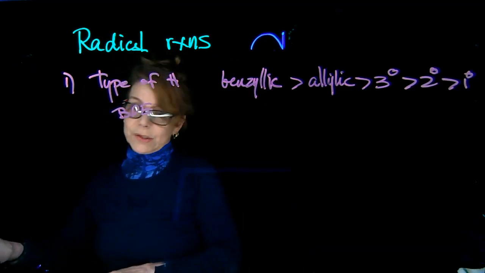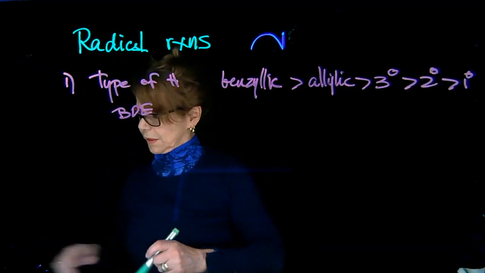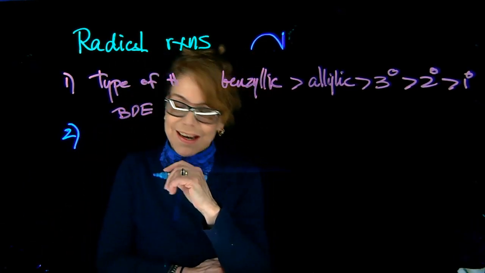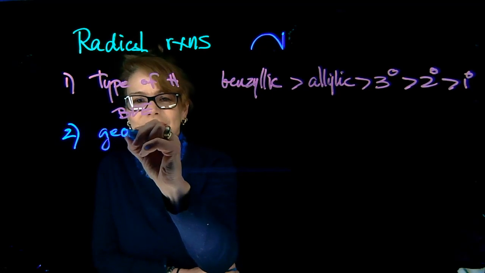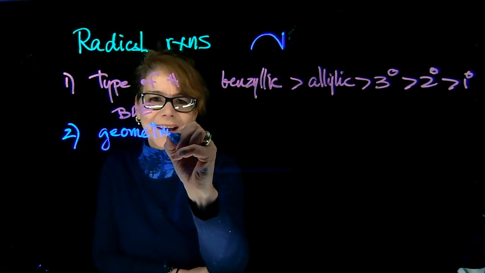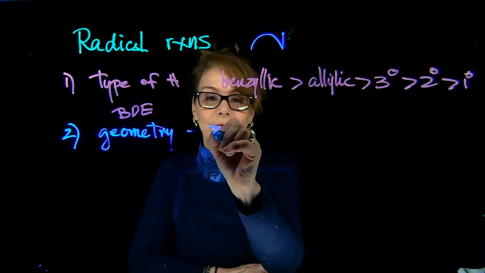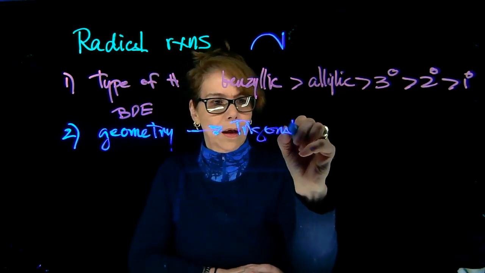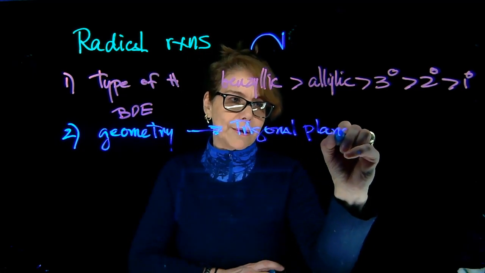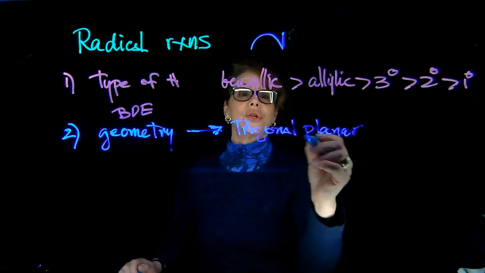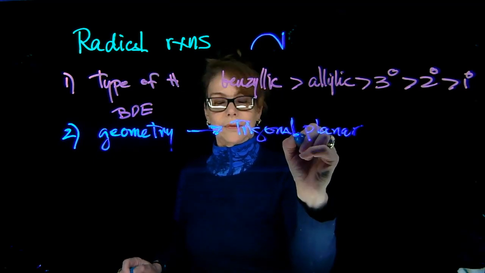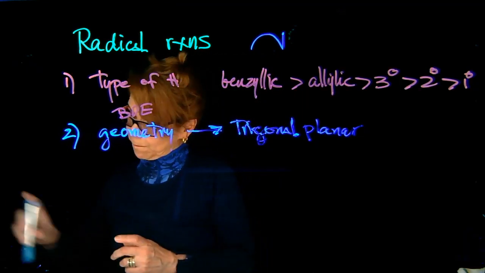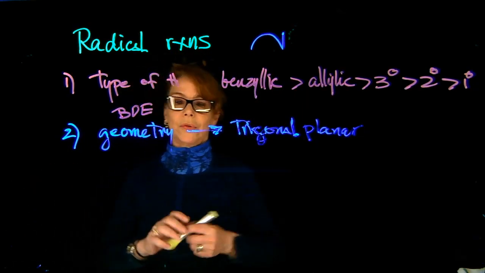One factor that we talk about also when you are predicting products is that we need to take into account the geometry of the radical. And remember that this is trigonal planar, and that if you are creating chiral centers, you will form two enantiomers because the attack can be from either side of the plane when you have the radical. So that's one consideration.